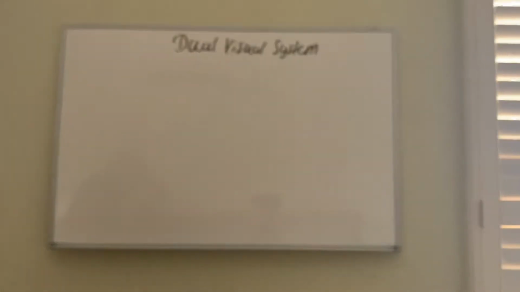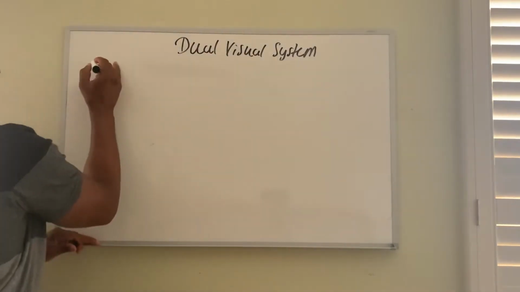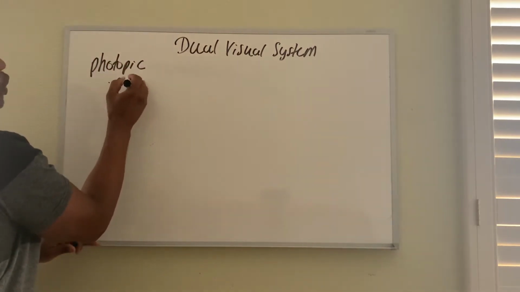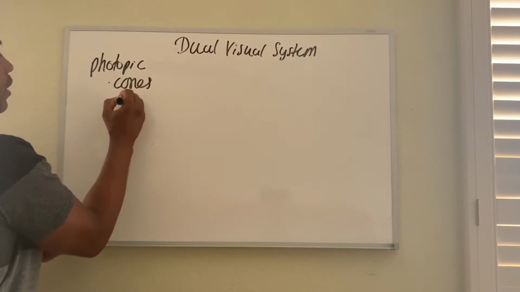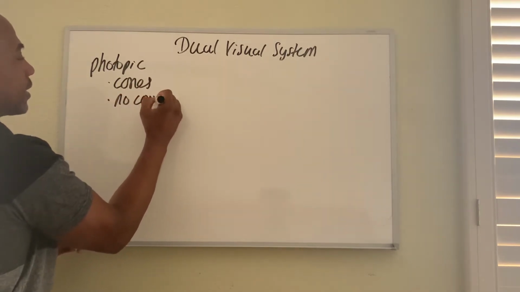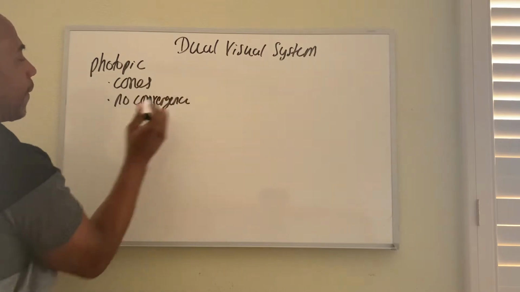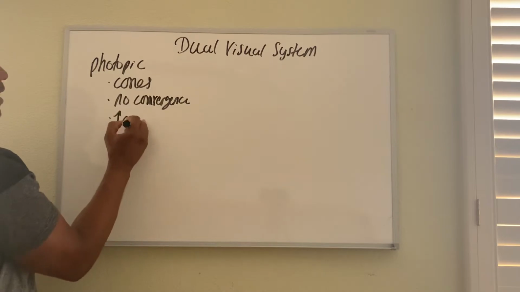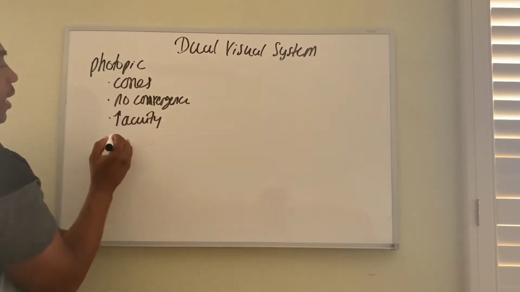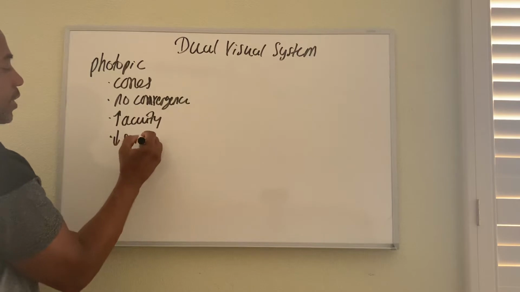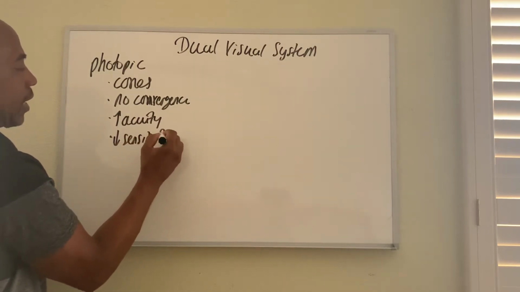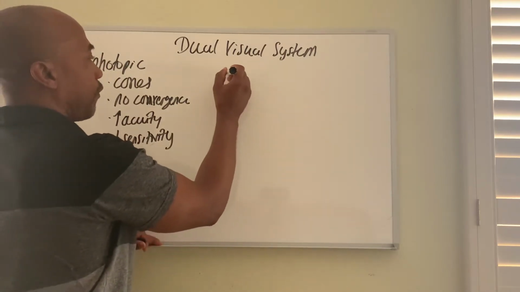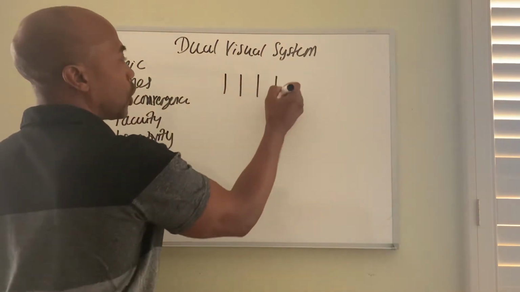Okay, so here we go. In the Photopic system, it uses cones only, and there is no convergence in this system. And here is ideal for acuity, not so much for sensitivity. Okay, so here, let's demonstrate it. So here, if you have cones, these are all cones.